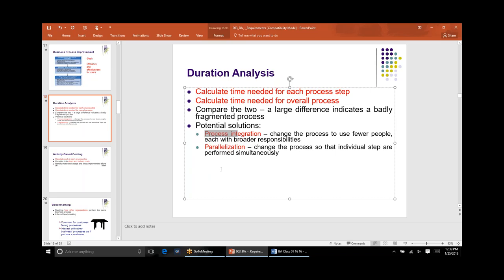Parallelization means certain process steps are being done in parallel, being done simultaneously. That is an example of parallelization. So rather than doing them in sequence, we do certain steps in parallel. And by doing those processes in parallel, we are doing the automation in them.